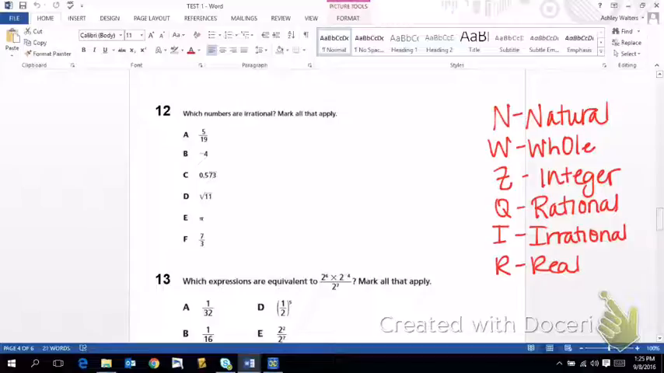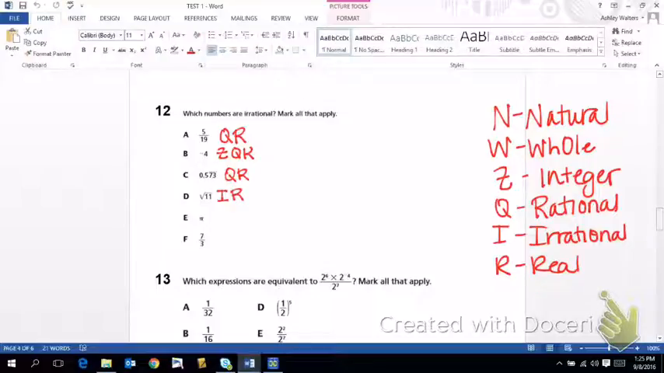So when we're looking at these options, we can go ahead and classify them according to their number sets. A is a fraction, which we know is rational. It's also real. Negative 4 is not natural or whole because it's negative, but it is an integer, which makes it rational and real. For C, we have a repeating decimal, which is a rational number because it can be turned into a fraction, and it is real. The square root of 11 is a non-perfect square, which means it's going to give you a non-terminating decimal or irrational number.